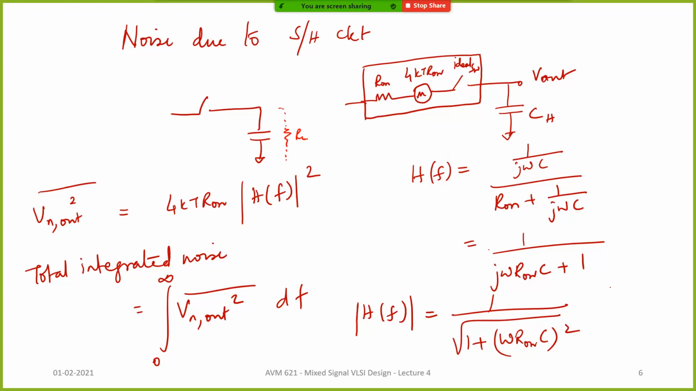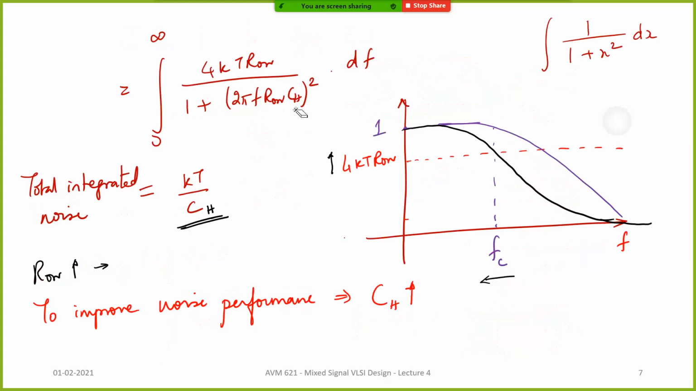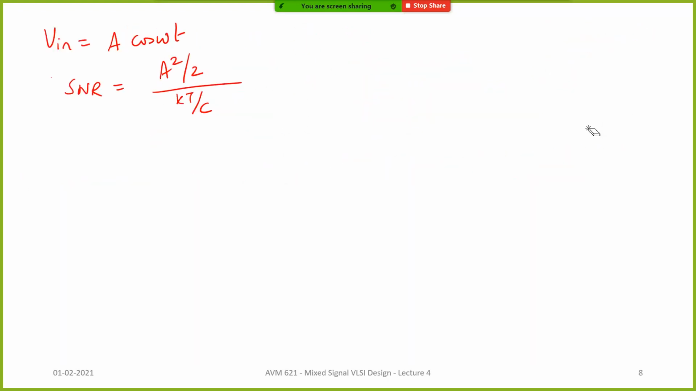In the event that there is no resistor, we just assume R to be 1 and we take the ratio of the quantities, because the moment you put the R, it will basically scale depending on the resistance. So the SNR is basically going to be A squared by 2 divided by KT by C, or in other words, this is going to be A squared C by 2 KT.